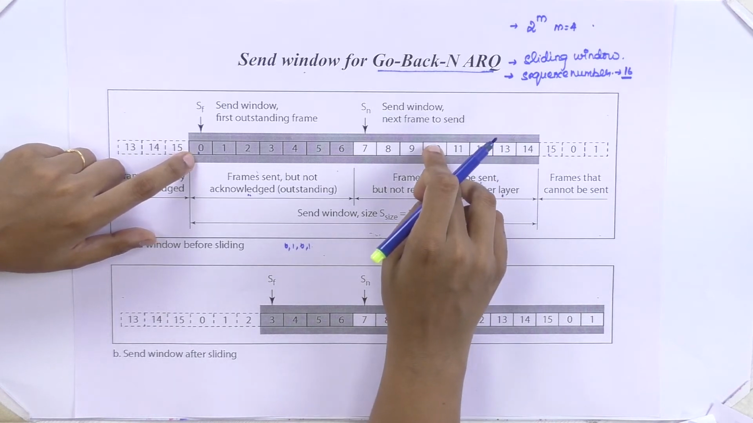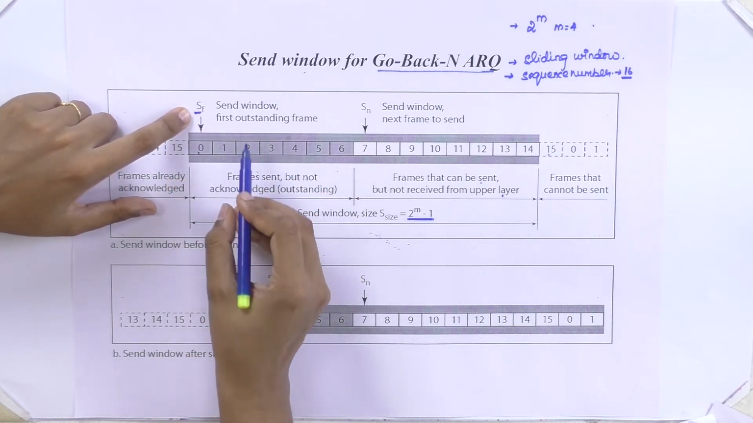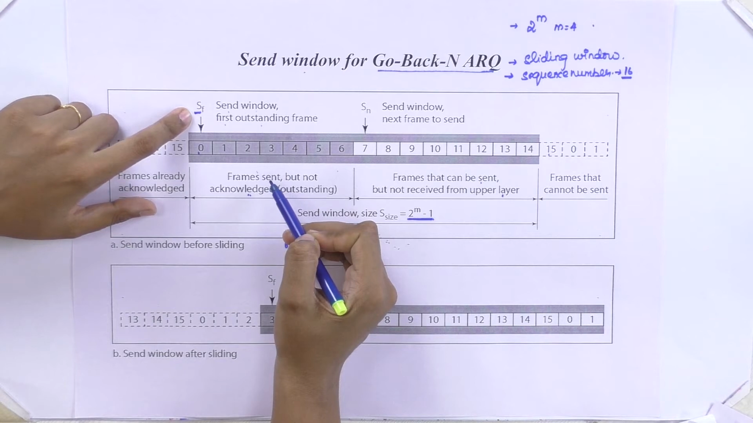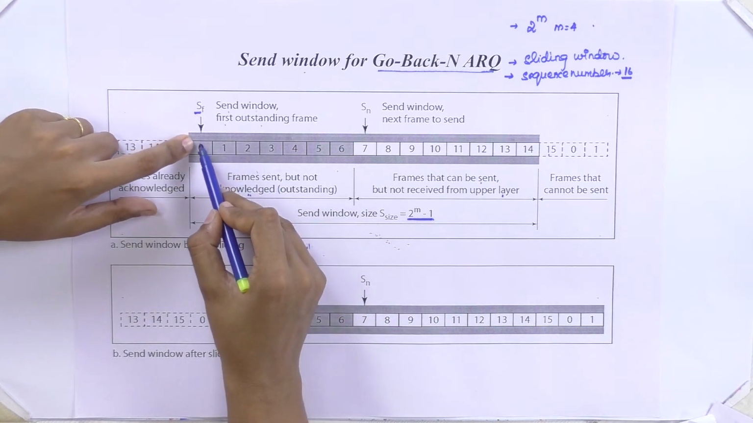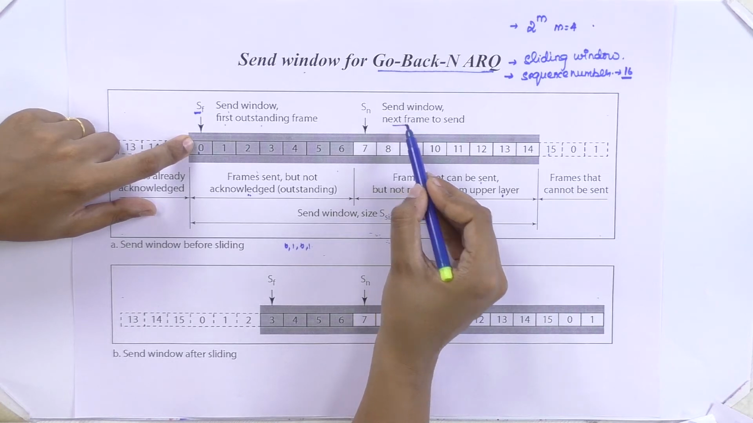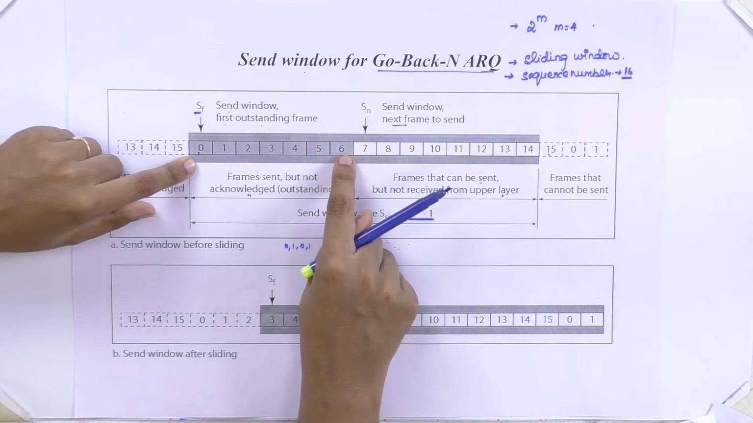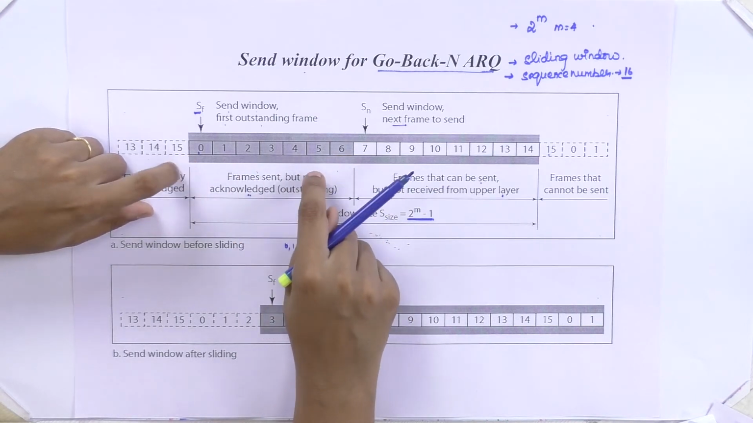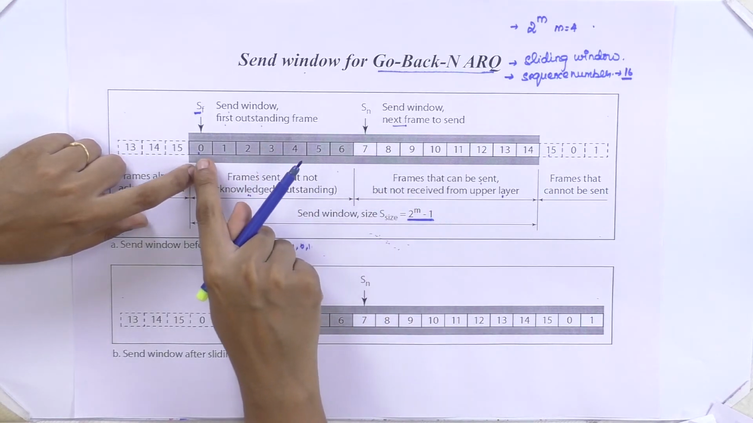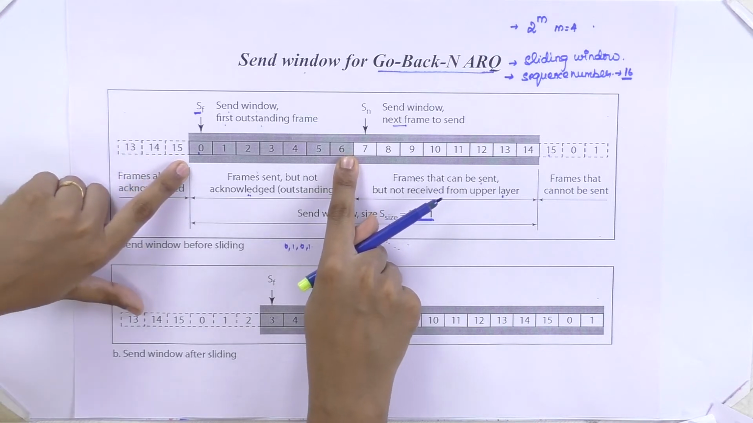So here you have a term SF, that is, the send window first outstanding frame. This is the first frame you need to send. This one is the next frame you need to send. So if you see here, we have sent multiple frames to my receiver. In the previous cases, we sent frames one by one. Here, as a whole, I will send all the frames to my receiver.